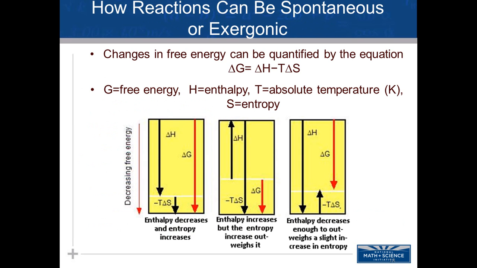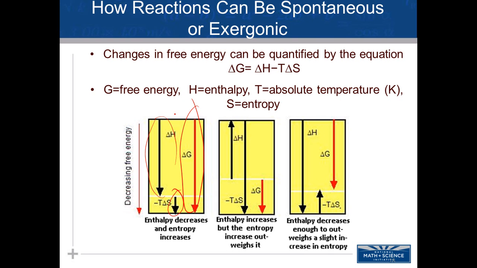So now we want to look at how reactions can be spontaneous or exergonic. We have three situations here, and in all three situations we have a decrease in free energy. And therefore, in all three situations we have exergonic reactions. But in the first case, we have a decrease in enthalpy, okay? But we have also an increase in entropy, meaning there's an increase in disorganization. So overall, delta G is going to be negative, as exergonic.